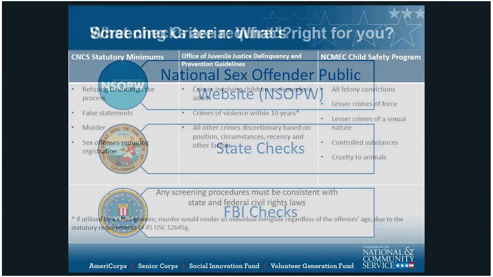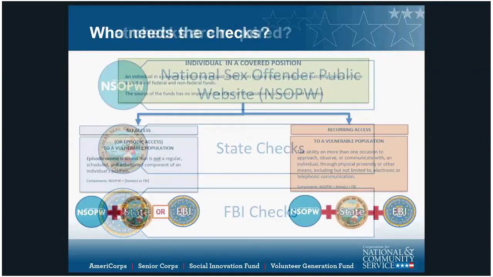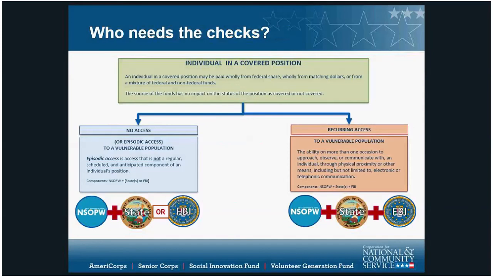Okay, now we've talked about why we do the checks, and now we're going to talk a little bit about what checks are required. There are 3 checks that you should be familiar with. First is your National Sex Offender Public Website. We call that the NSOPW. Your state checks and your FBI checks. Who needs to get these checks? We say individuals in a covered position are required to get these checks. What is a covered position? Covered positions are basically positions that are either paid fully from federal share, fully from match, or a combination of both.